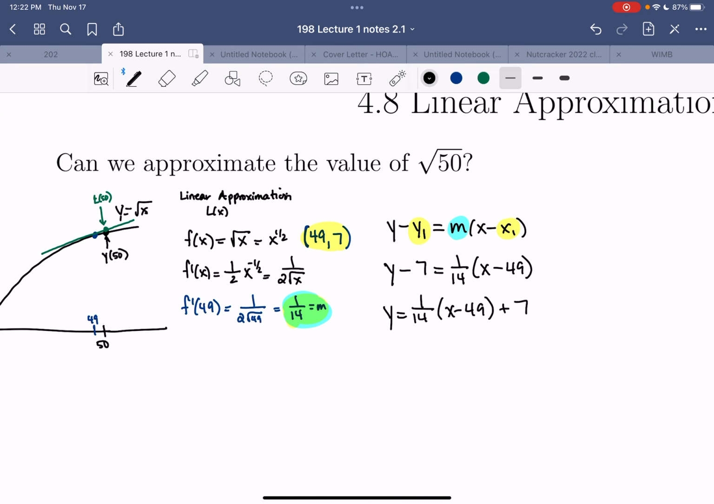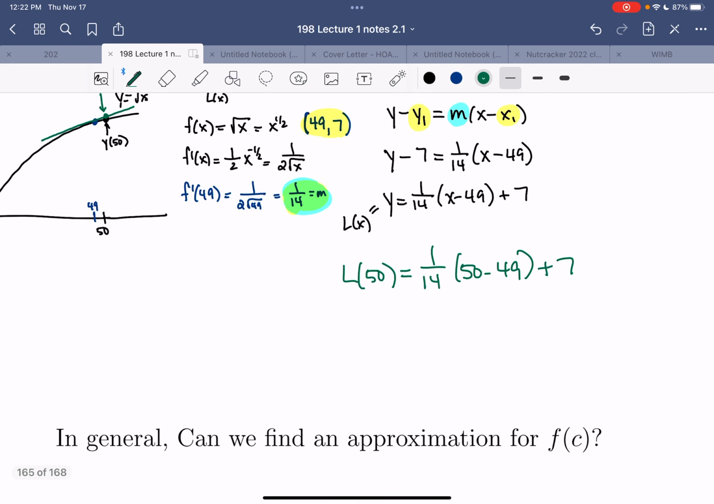And in order to find the approximation for 50, so another name for this is L of x, right? That's my L of x. And so if I want the approximation at 50, then all I have to do is plug in 50. So L of 50 is 1 over 14 times 50 minus 49 plus 7. And 50 minus 49 is just 1, so this is 1/14 plus 7. So that's 7 and 1/14.